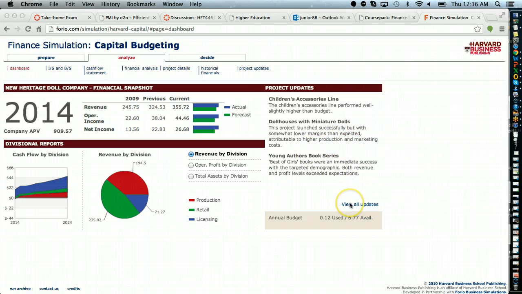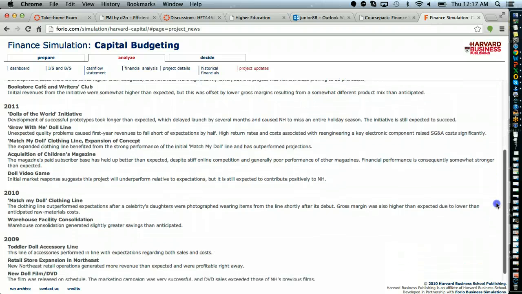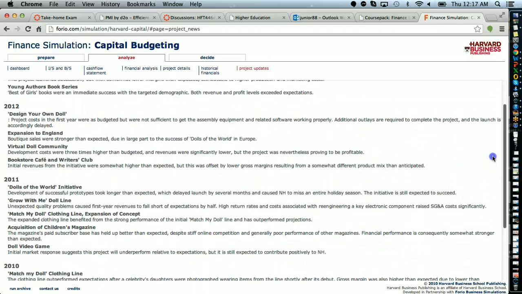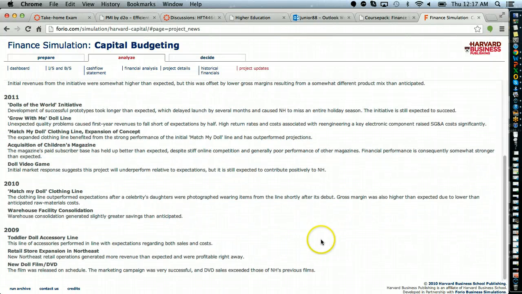Now I'm going to click this link down here that says view all updates. Okay, this shows all the investments I made throughout my term for 2009, 2010, 2011, 2012, and then 2013, before I arrived at 2014's acquired APV of 909. What you're going to learn in class is that each year you can invest in different projects, but you don't have to invest in every single project or use up your whole budget. You can use only as much as you feel necessary, but make sure the investments you make are going to be positive.